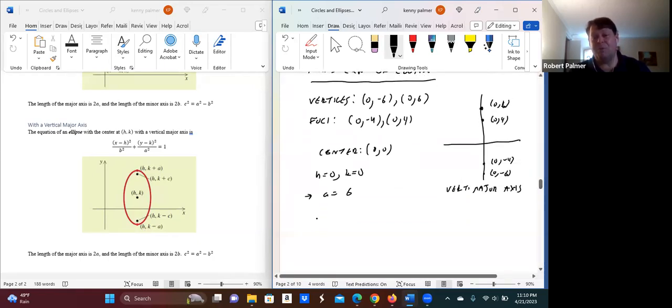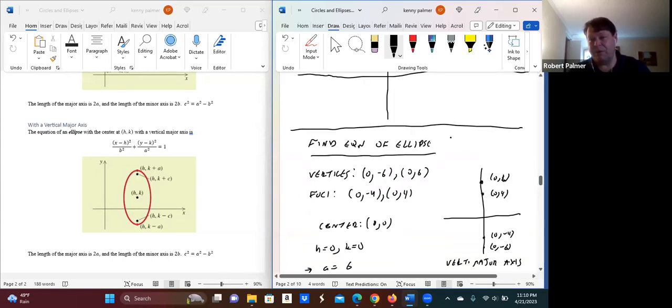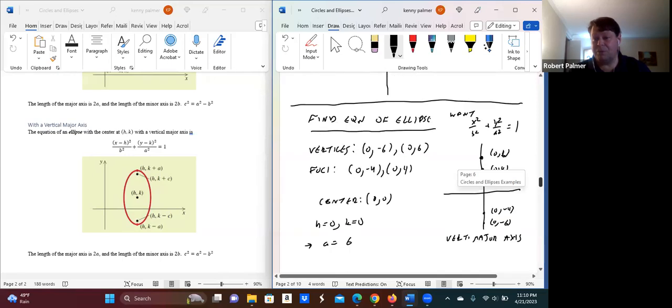Remember, I should have said this before. What we want out of this is x squared over b squared plus y squared over a squared is equal to 1. Since this time we have a vertical major axis, a squared is under the y squared term. So we need to find b.